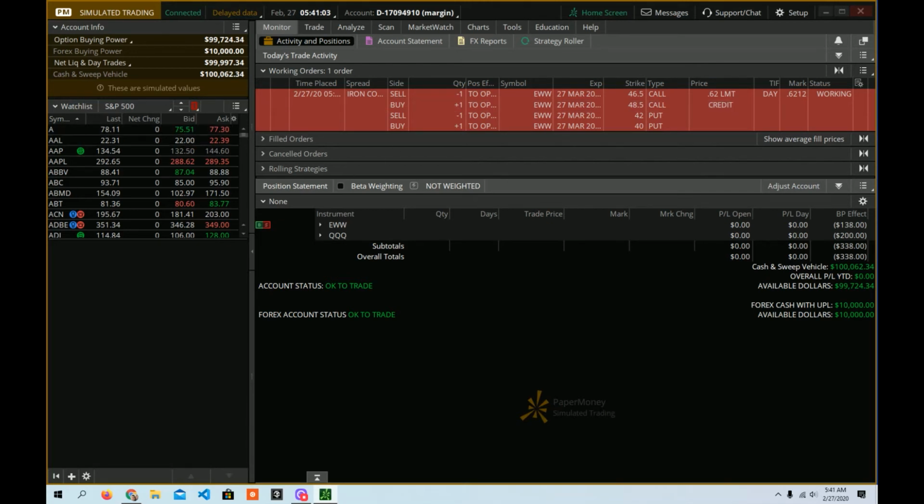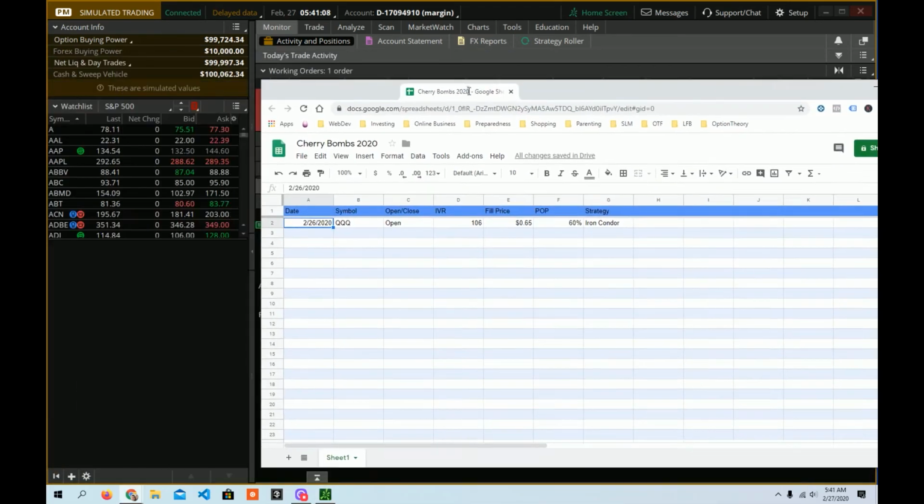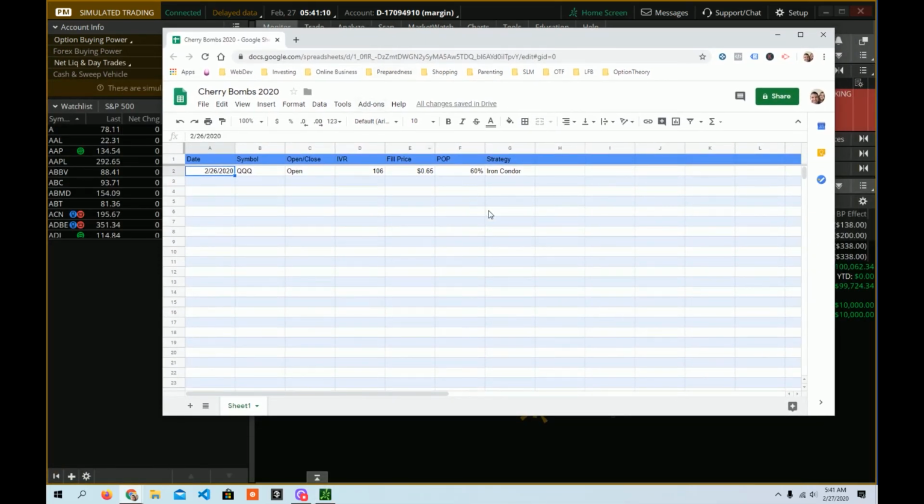I'm not done yet. Yesterday, I talked about keeping a log. So here is my journal, if you would. Let's take yesterday's trade. See here, I have what symbol it was, the date, whether it was an opening or closing trade, and what the IV rank is. That IV rank comes from the Cherry Bomb. It's a great tool. You don't have access to IV rank inside of simulated trading.